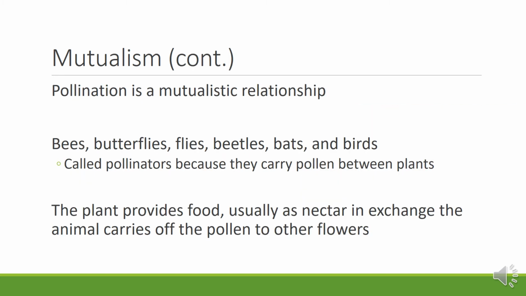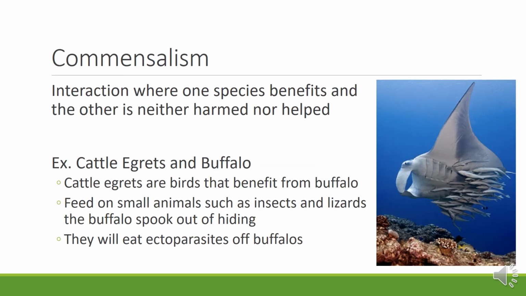Pollination, we talked about, is a mutualistic relationship. Bees, butterflies, bats, beetles, and birds are called pollinators because they carry pollen between plants. The plant provides food, usually as nectar. In exchange, the animal carries the pollen to other flowers.